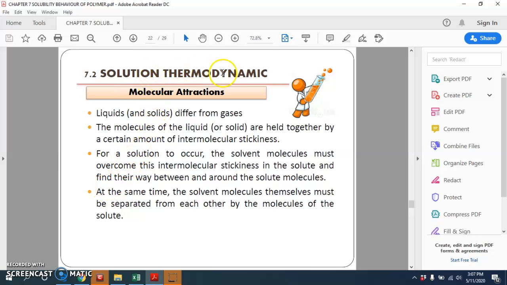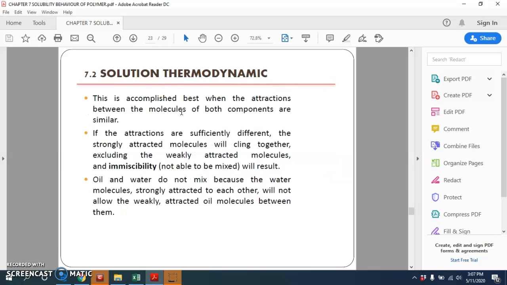Okay, in solution thermodynamics, under the subtopic of molecular attraction, we'll look at liquids and solids. They are different from gases in terms of molecular attraction. The molecules of a liquid or solid are held together by a certain amount of intermolecular attraction. So for a solution to occur, the solvent molecules must overcome this intermolecular attraction in the solute and find their way between and around the solid molecules. At the same time, the solvent molecules themselves must be separated from each other by the molecules of the solid.